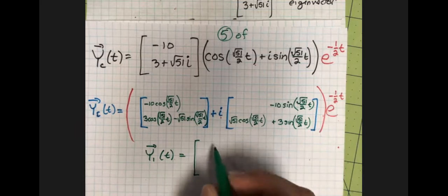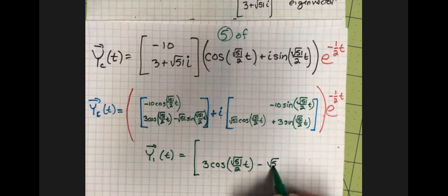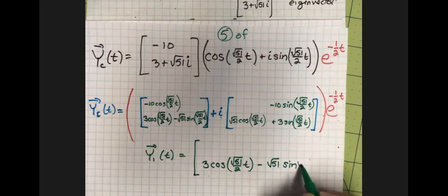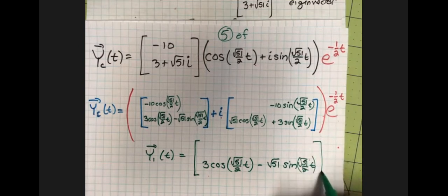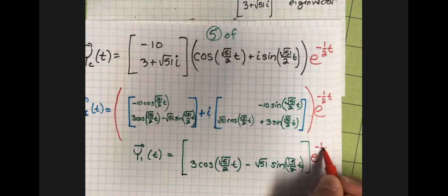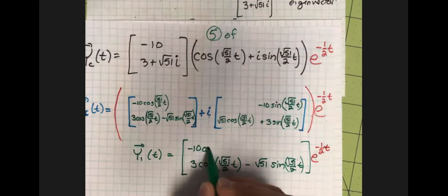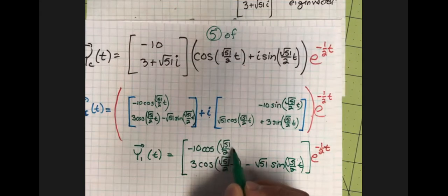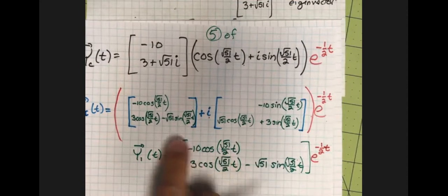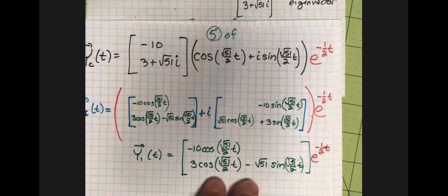I'll try to write them larger. 3 cosine root 51 over 2 t minus root 51 sine root 51 over 2 t. Don't forget that each one of these gets an e to the minus 1/2 t. I'll keep that in red, so you can focus on it. And the top here is minus 10 cosine root 51 over 2 t. Notice this is still a two-dimensional vector, two rows, one column, but I like to write the sines and cosines staggered in their own spaces.